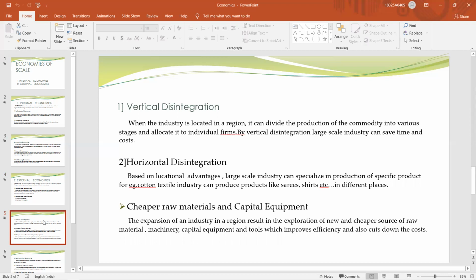Next, cheaper raw materials and capital equipment. The expansion of industry in a region results in the exploration of new and cheaper sources of raw material, machinery, capital equipment, and tools. These industries will get the resources they need, like material, machinery, capital equipment, and tools, at a cheaper rate, which cuts down the cost and improves efficiency.